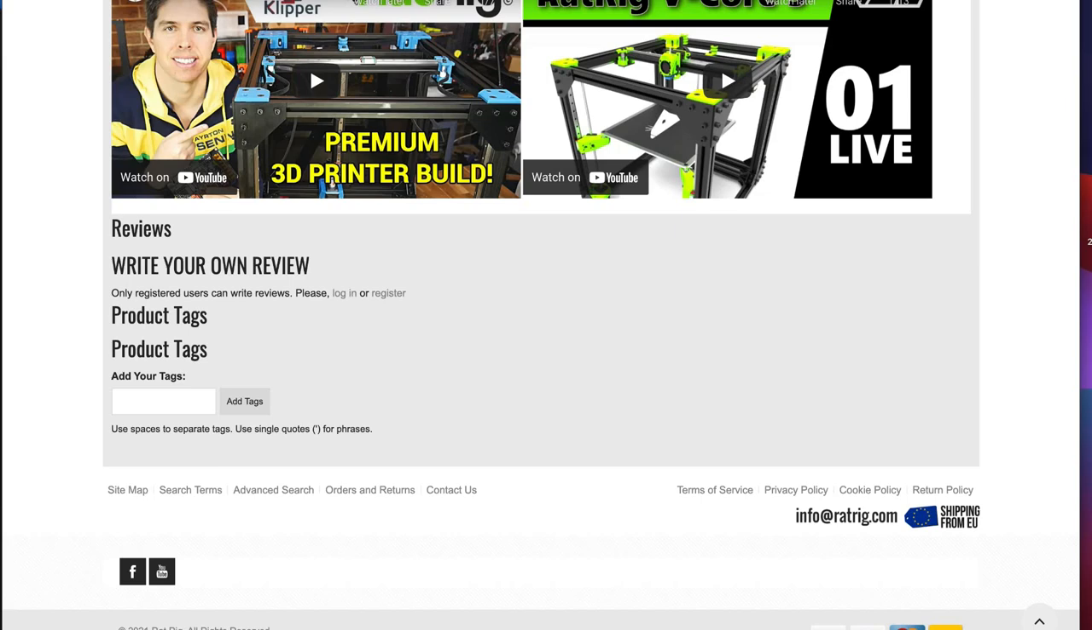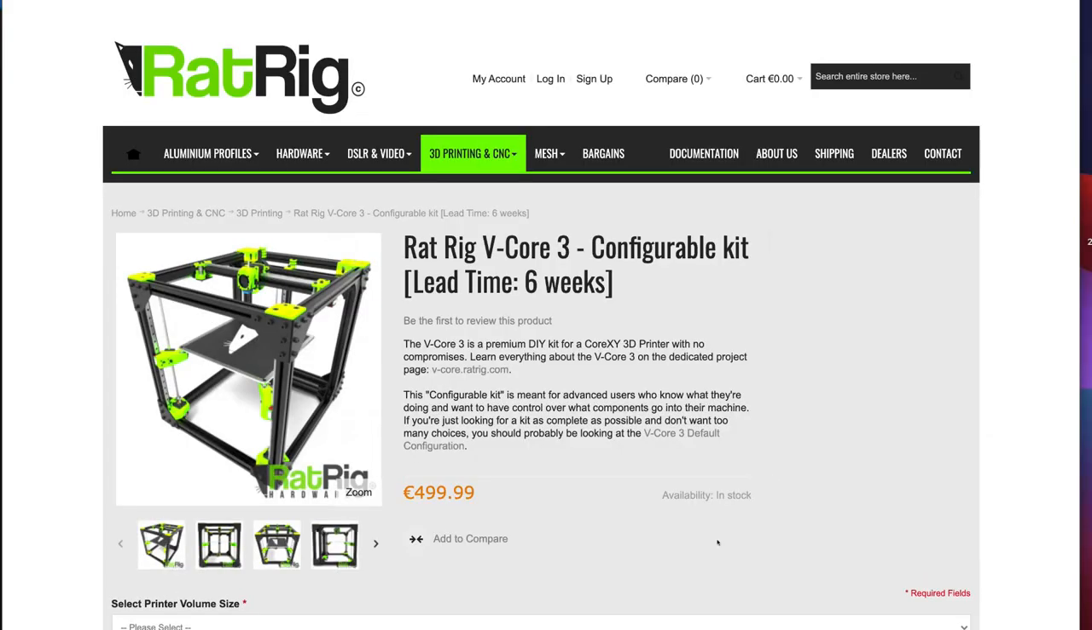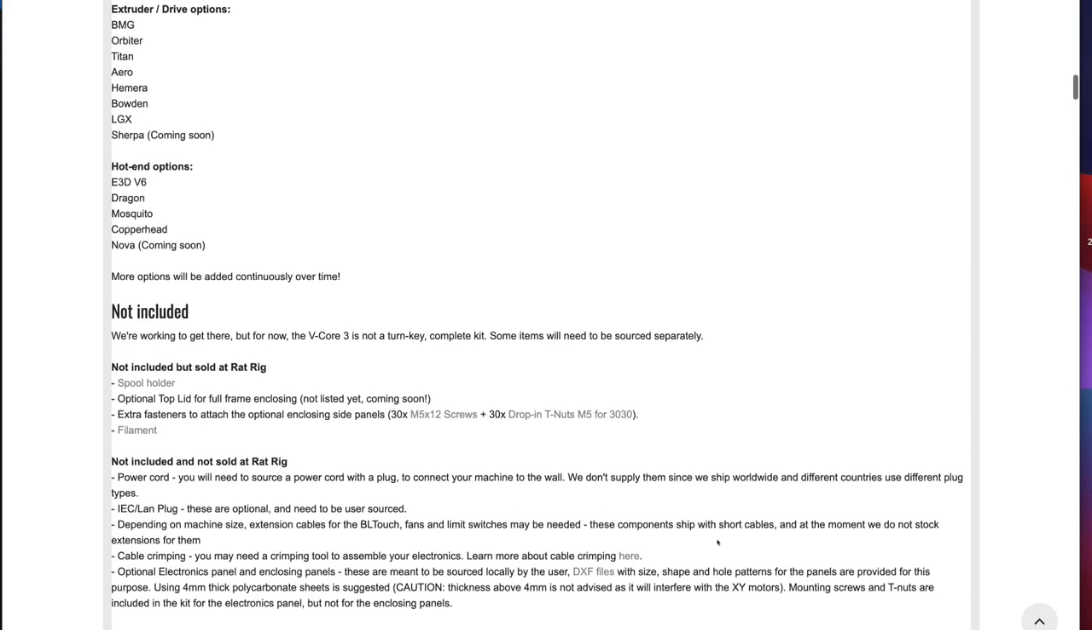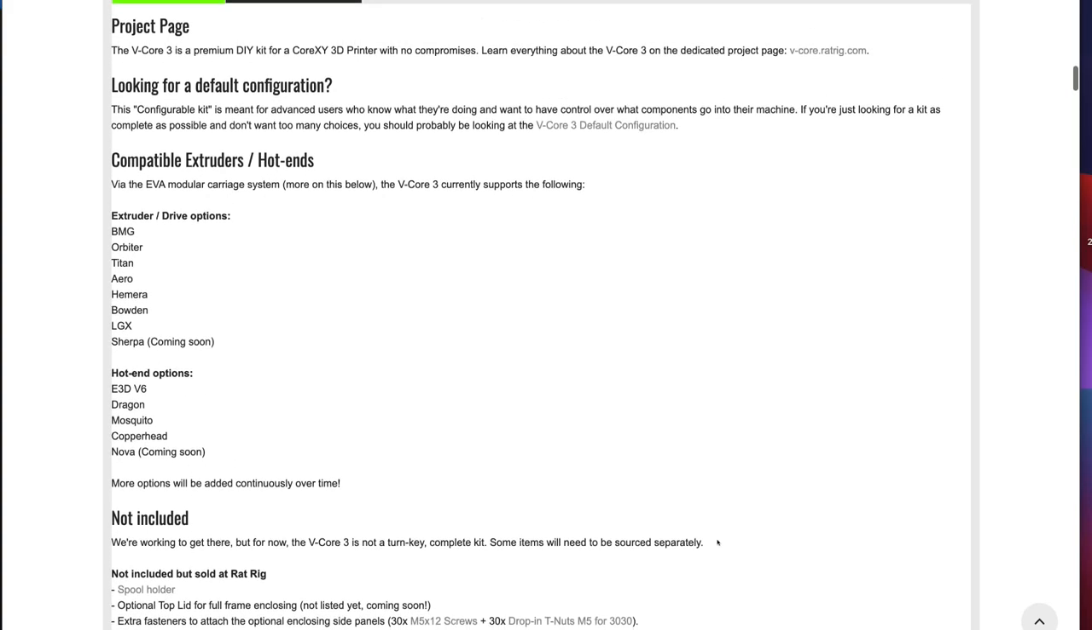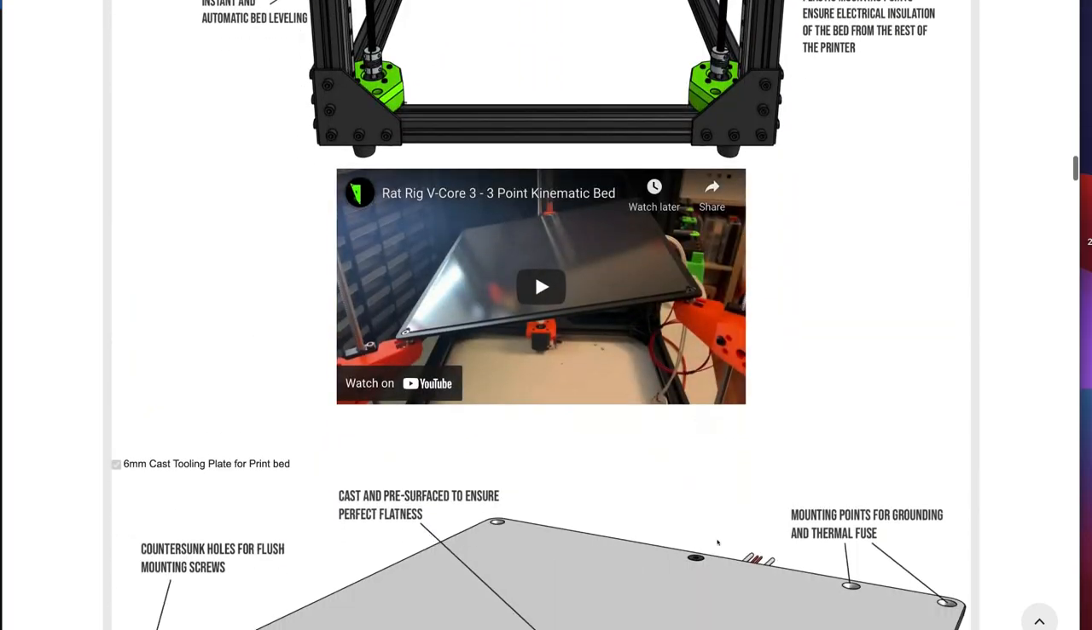And the great news is that you don't have to buy from them. If you've got the infrastructure to be able to cut the extrusion yourself, you could make one of these without doing any of this stuff. The 3D printing parts are available, but to be honest, why would you go anywhere else?